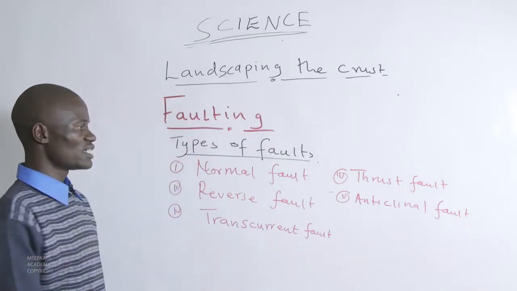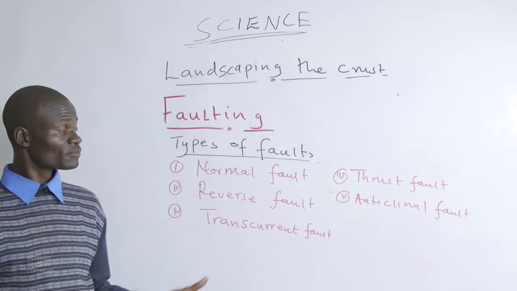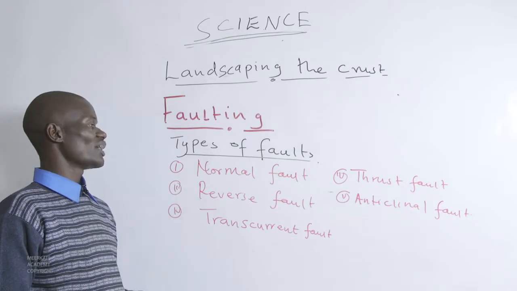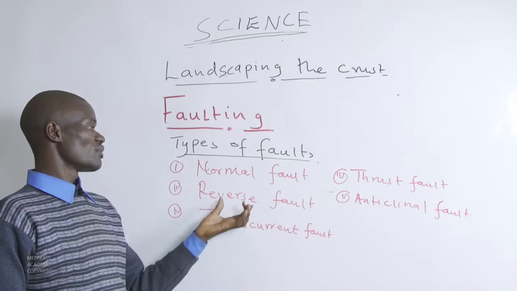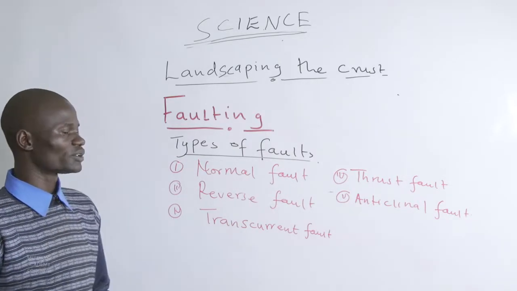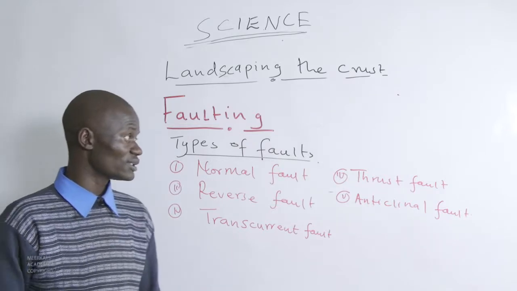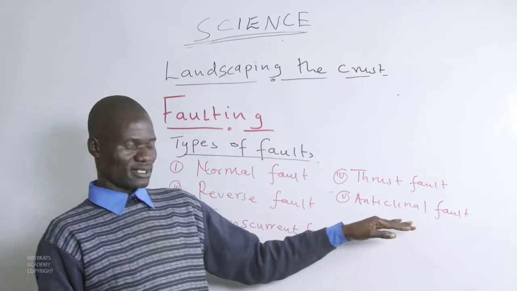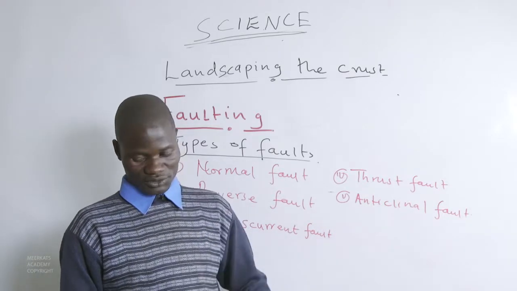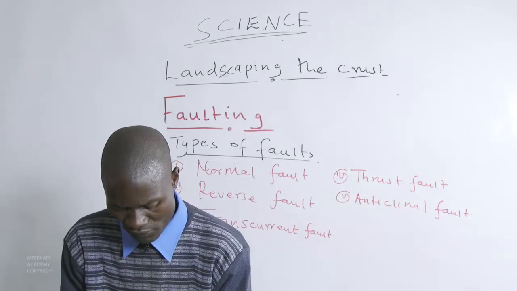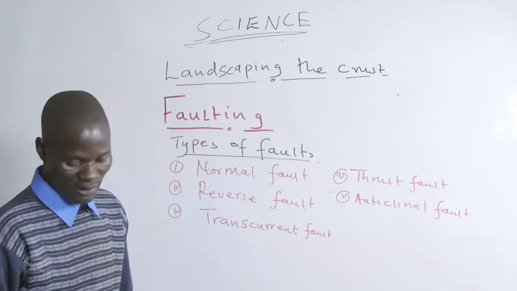Therefore, we can have these categories of faults, and then we'll find out how the normal fault and the reverse fault are formed. We'll also look at the transcurrent fault, the thrust fault, and the anticlinal fault. Let's look at how the normal fault and the reverse fault are formed.